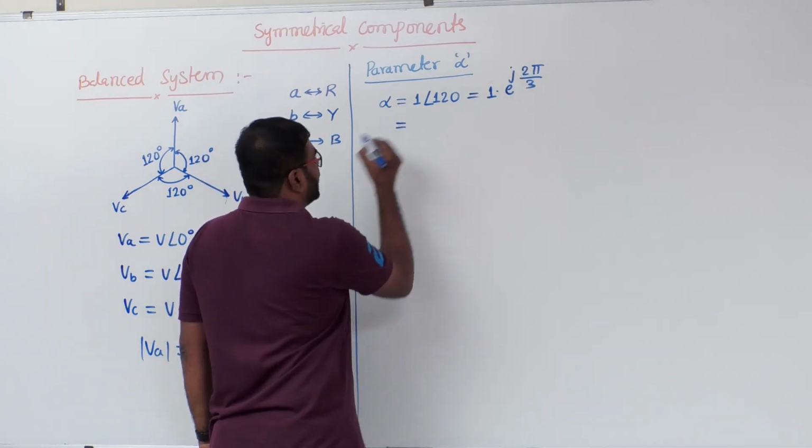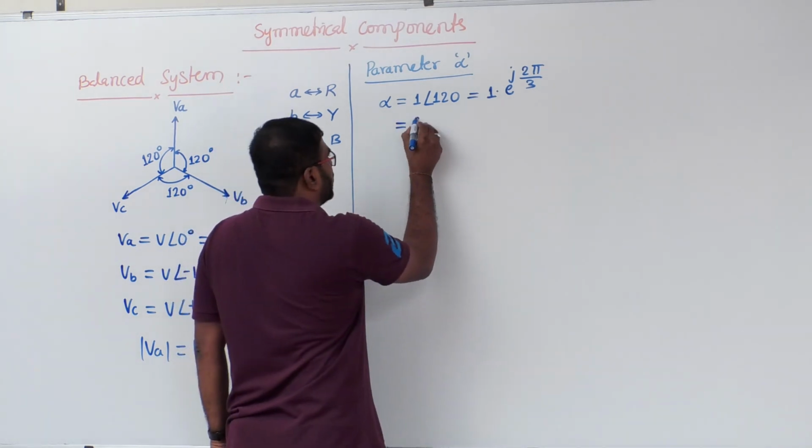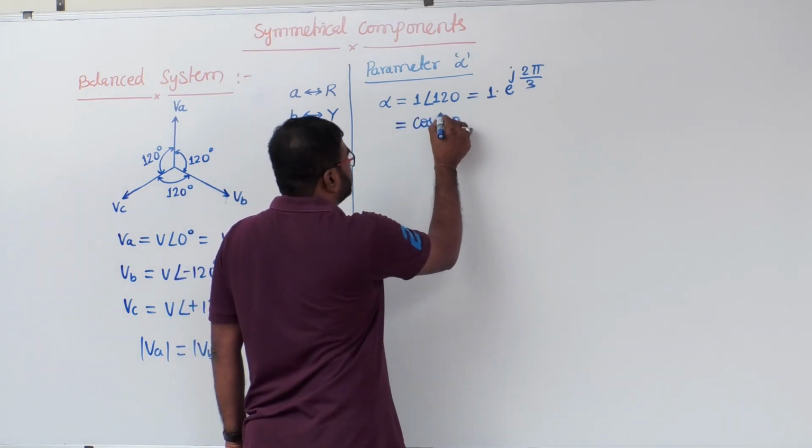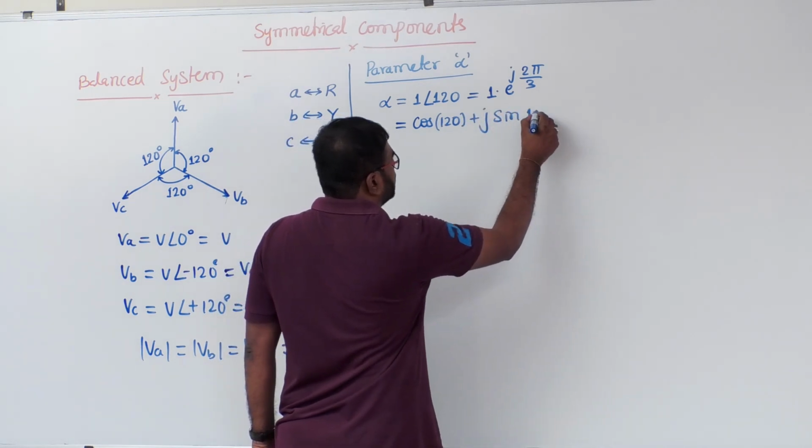Otherwise, you can also write it in complex form. How to write in complex form? Cos 120 plus j sin 120.